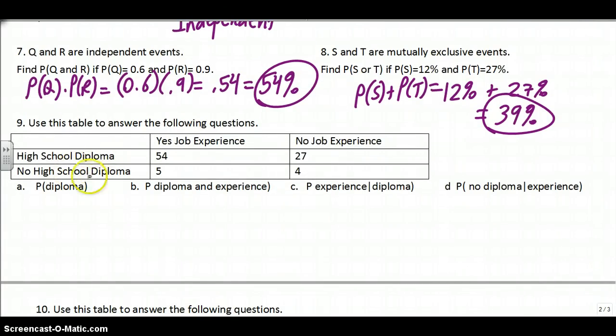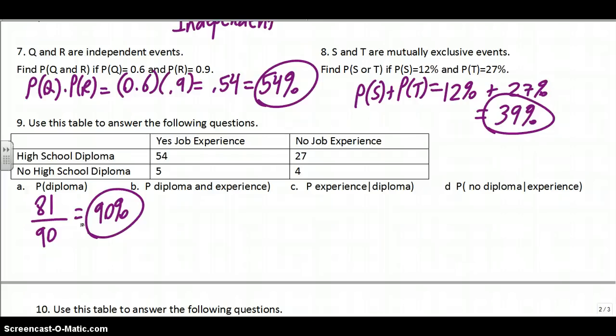We have high school diploma versus not high school diploma compared to if they have job experience or no job experience. So, probability of having a diploma. Well, first, I'm going to add up the number of people that have a high school diploma. So I take 54 plus 27, and I get 81. Out of, well, how many people total are on the table? That would be 90. Okay? So you get 90%, which is a pretty easy answer, right?